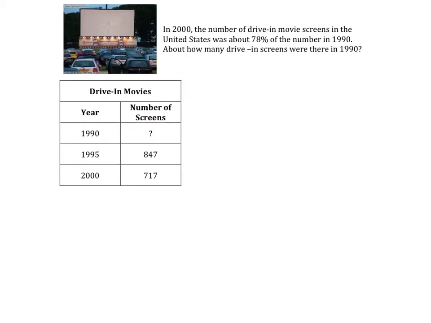So now let's solve this problem here using percent. In 2000, the number of drive-in movie screens in the United States was about 78% of the number in 1990. About how many drive-in screens were there in 1990? So we were given that in 2000 it was 717. That is just part of what they were in 1990.